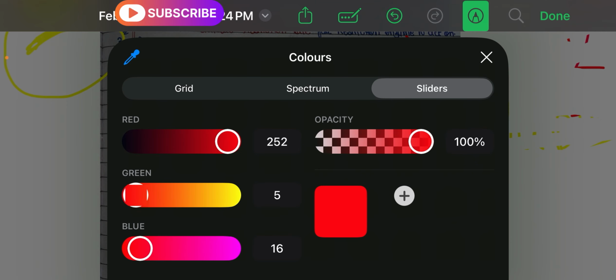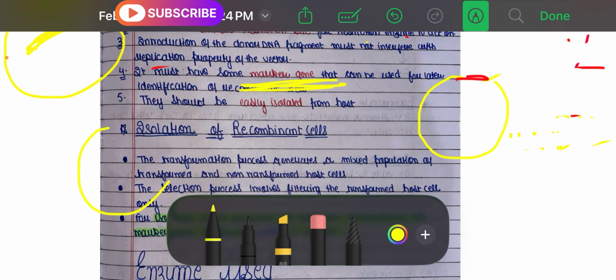Let us say this is my plasmid. This plasmid doesn't contain any gene of interest. Whenever it has a gene of interest, that is known as recombinant DNA, and when it doesn't have my gene of interest, that is simply known as the plasmid, right?